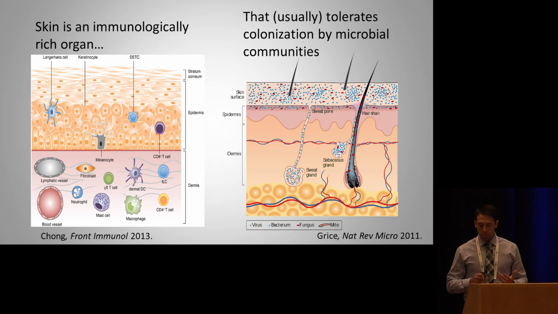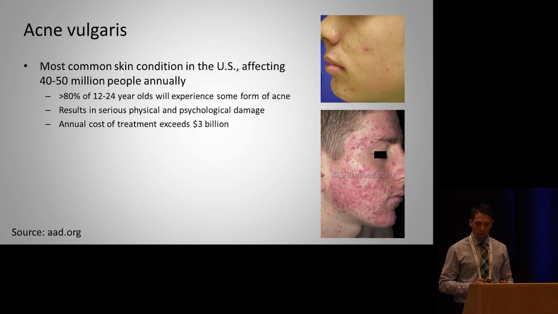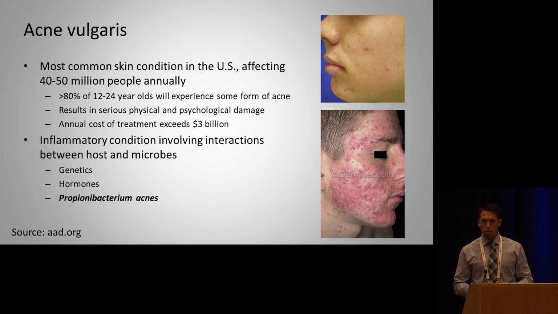There are communities of bacteria, fungi, viruses that reside on the skin, within the skin, in the different appendages such as hair follicles. And as I mentioned, we typically live in peace with these bugs and there's no reaction, but there are some examples of inflammatory skin conditions where this homeostasis between host and microbiome has gone awry. One of them is acne vulgaris. It's a very common inflammatory skin condition, affects millions of people every year with treatment costs exceeding the billions of dollars. And acne can be considered an inflammatory condition involving interactions between the host and these resident microbes, in particular one bacteria, Propionibacterium acnes, that likes to reside in the follicles.